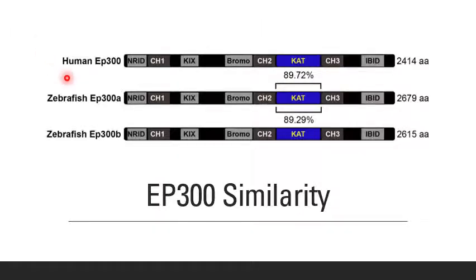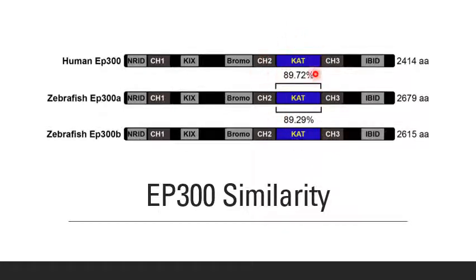And so to start their research, they first looked at the EP300 similarity between humans and zebrafish. It's important to note that zebrafish have two similar but different types of EP300, EP300A and EP300B. There are a bunch of different domains within EP300, but these researchers focused on the lysine acetyltransferase domain because it seems to play the most important role in RTS.